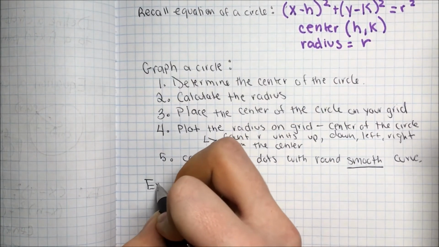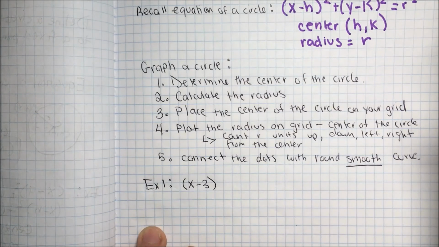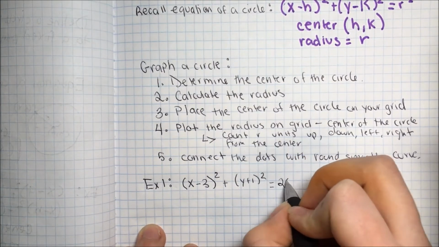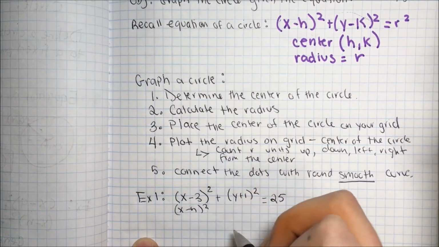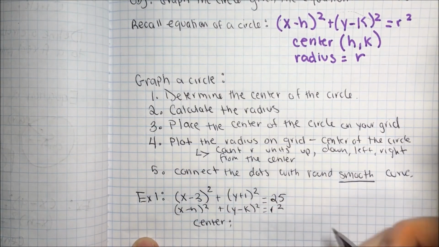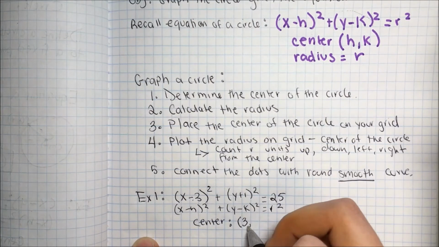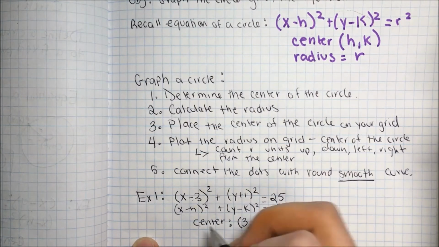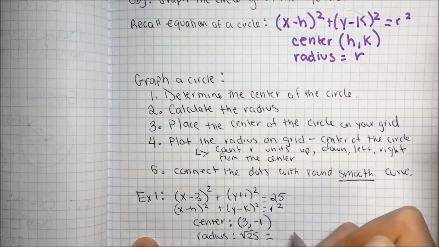So now we can look at an example. So if we have the equation (x - 3)² + (y + 1)² = 25. So we're going to recall our equation of our circle. You can write that underneath. So we have a center. So if it's a negative 3, our h is going to be a positive 3, and if it's a 1, then we're going to have a -1 for k. So our center is (3, -1), and then we have a radius. So we're going to take the square root of 25, and that would be 5.